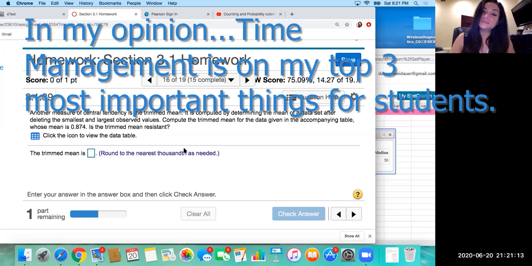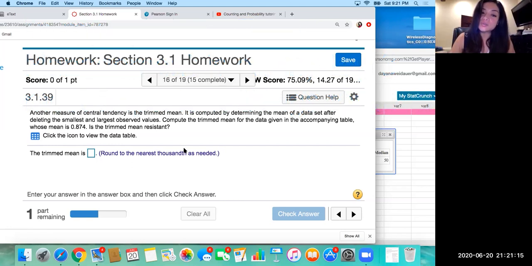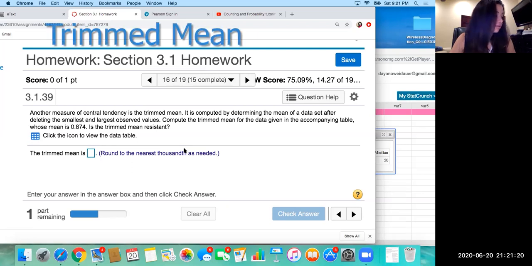Okay. Let's see. The trimmed mean is computed by determining the mean of the data set after deleting the smallest and largest.